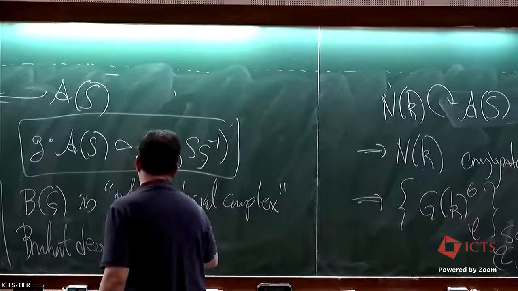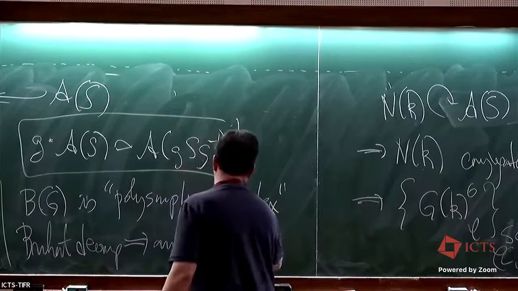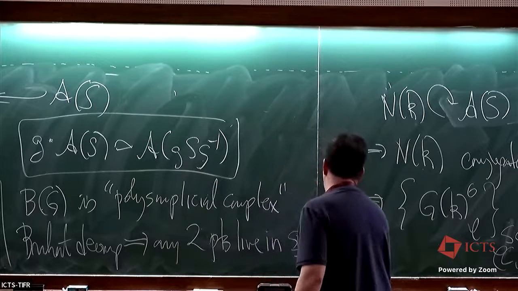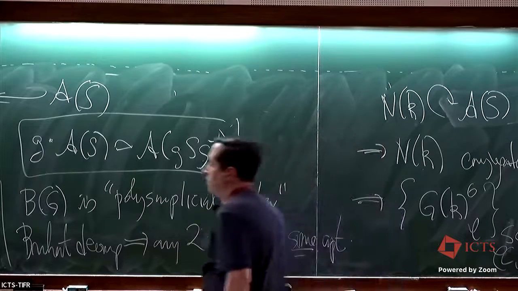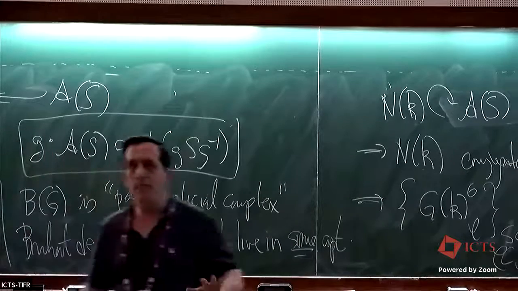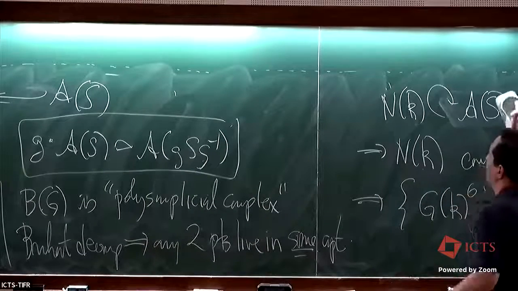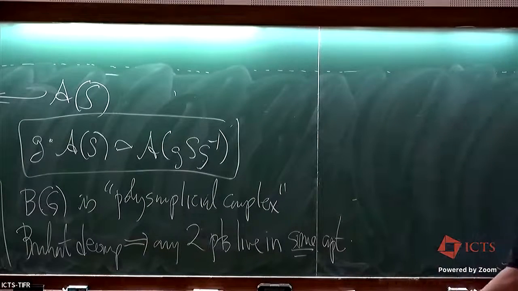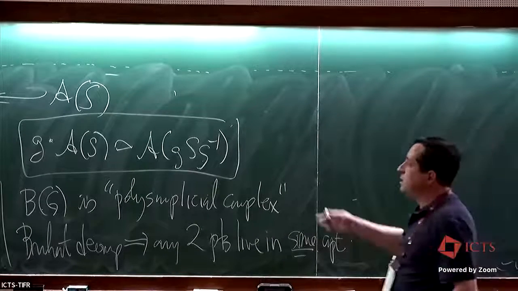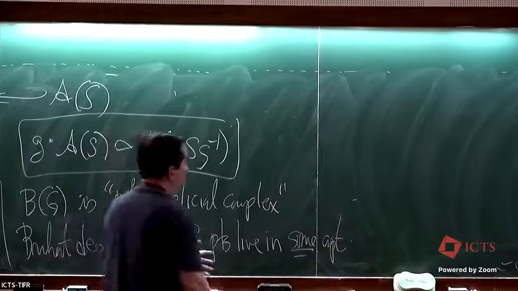turns out to imply that any 2 points live in some common apartment. So I'm about to do the general case. I realize I have almost no time left, so I'll say something about the general case. But everything here is still in the quasi-split case, because that's the only context where we're able to build the apartment at the moment. Okay? In any event, the point is any 2 points live in the same apartment.